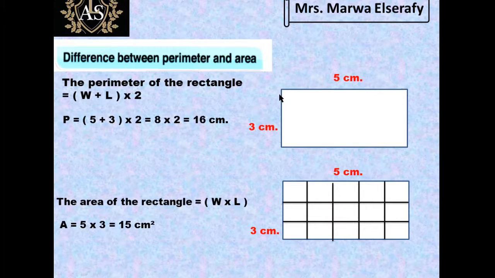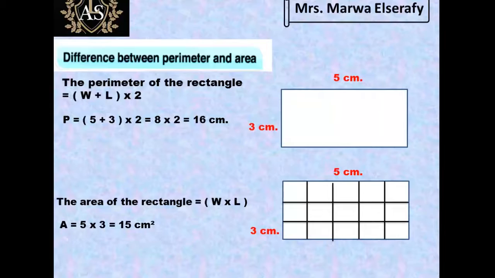This is the difference between perimeter and area. Perimeter is the length around the outside, but area is the number of square units that cover the figure.